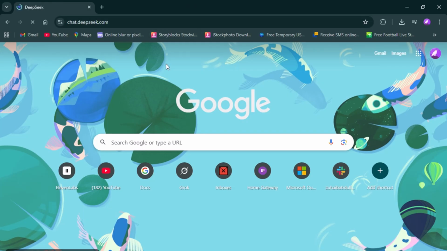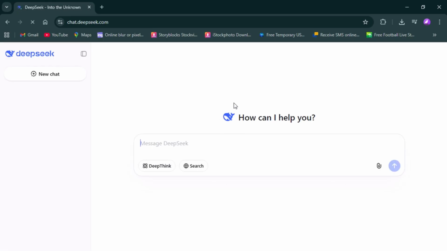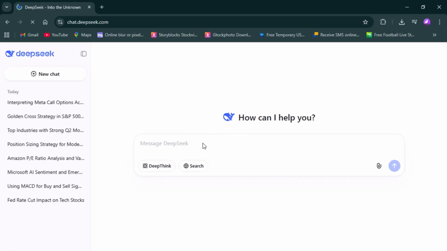Once the page loads, you may need to sign up for a new account or log in if you already have one. The sign-up process is straightforward and typically only requires an email address and basic information. After creating your account, take a moment to thoroughly explore the interface and familiarize yourself with all the available features.